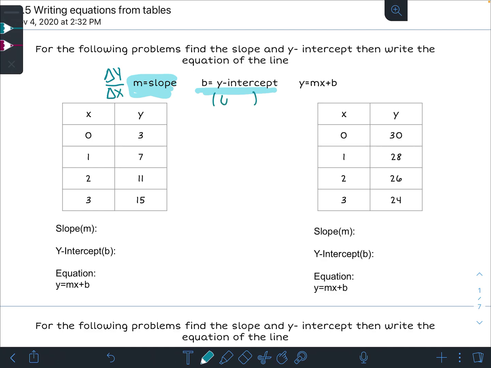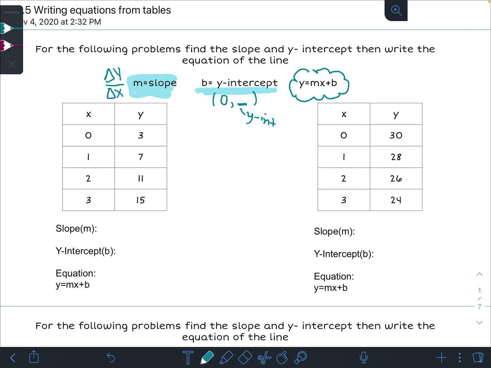Your y-intercept is always when your x value is 0. That is your y-intercept. And then we always use the equation y equals mx plus b. So when you're doing that, whenever you find the slope, you're taking out the m and putting that value in there. After you find your y-intercept, you're taking that b out and putting that y value into there.